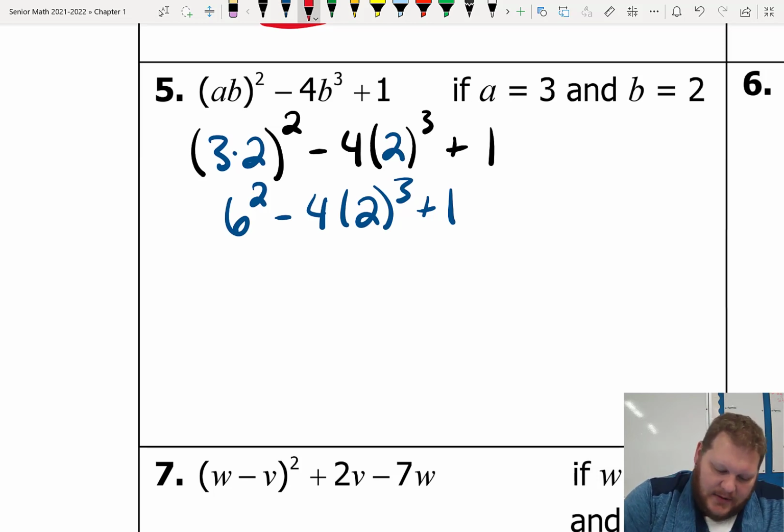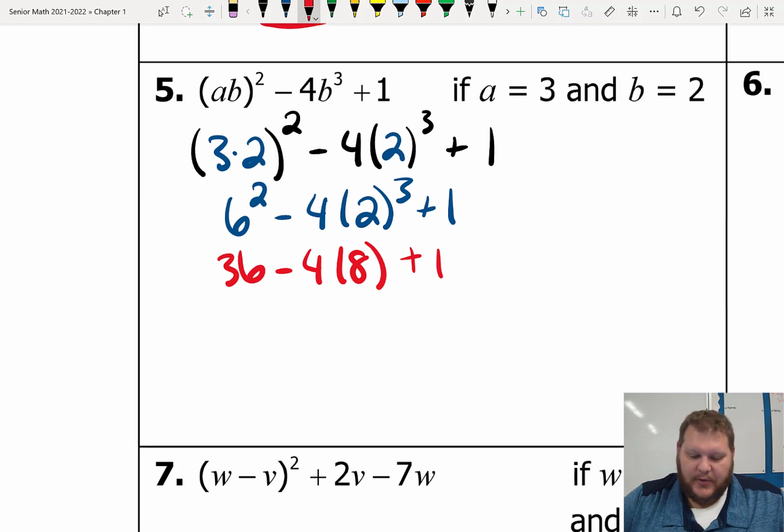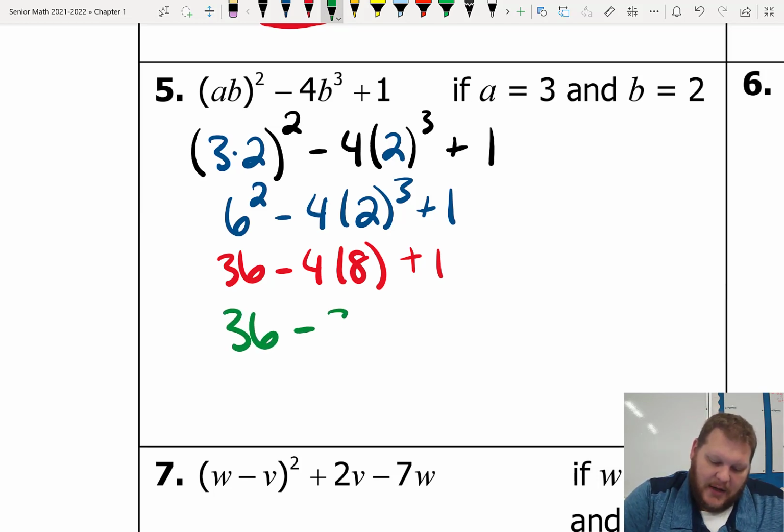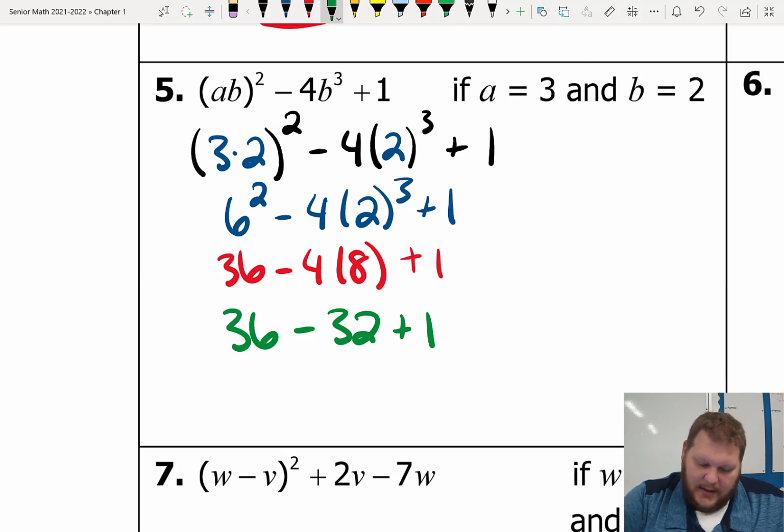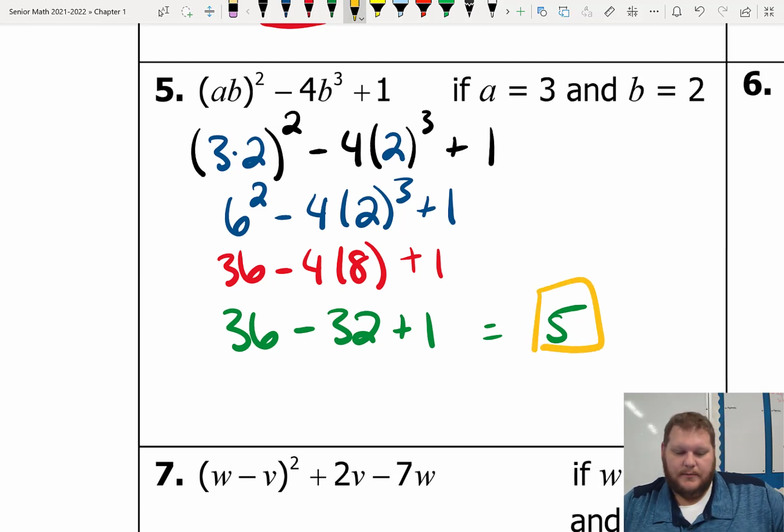So now I do my exponents. 6 squared is 36, minus 4 times 2 cubed is 8, and then plus my 1. So now, moving along, I've got my multiplication there in the middle that I still have to do. So 36 minus 32 plus 1. That adds up to a total of 5. 5 is that grand total.